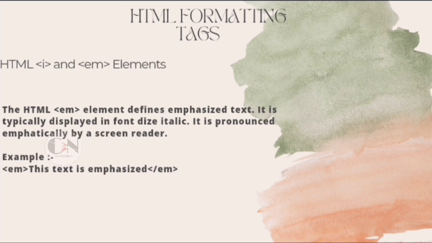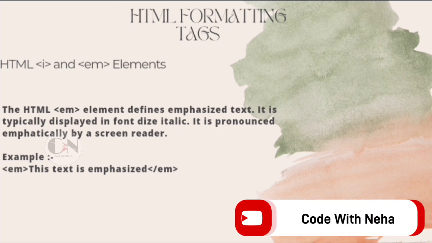HTML EM element defines emphasized text. The content inside is typically displayed in italic. A screen reader will pronounce the word in EM with emphasis using verbal stress. Example, within opening and closing EM tag, this text is emphasized.